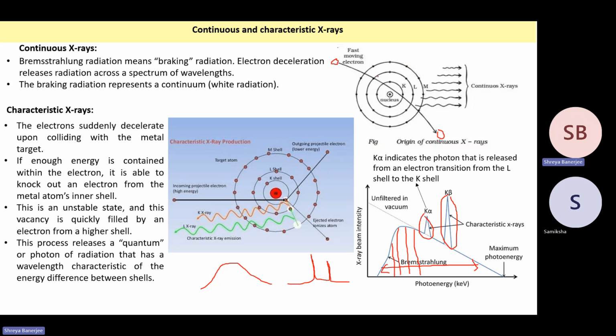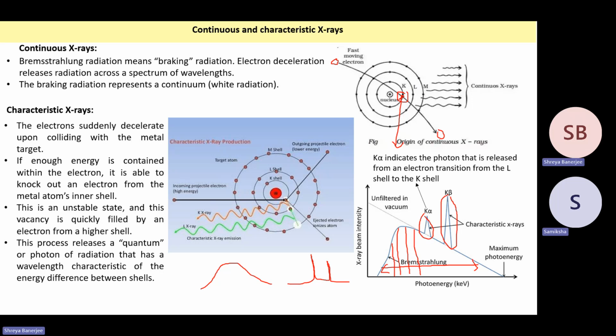In characteristic X-ray, the projectile is hitting one of the electrons in the atom, suppose this electron, and pushing it out of the atom. So the atom becomes a cation, it becomes positively charged, and there is a hole left here where this electron used to be. To fill up this hole, one of the electrons from the higher levels moves to the inner level. In continuous X-ray, nothing of that sort is happening. The electron is coming from outside, it is just passing through the atom and getting deflected a little bit. Is this possible? Yes, it actually happens.